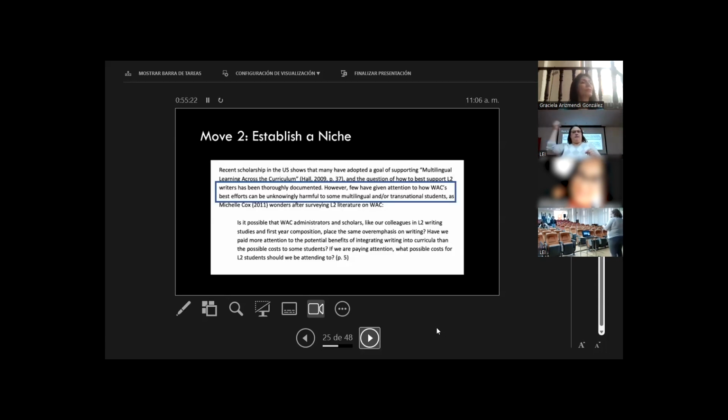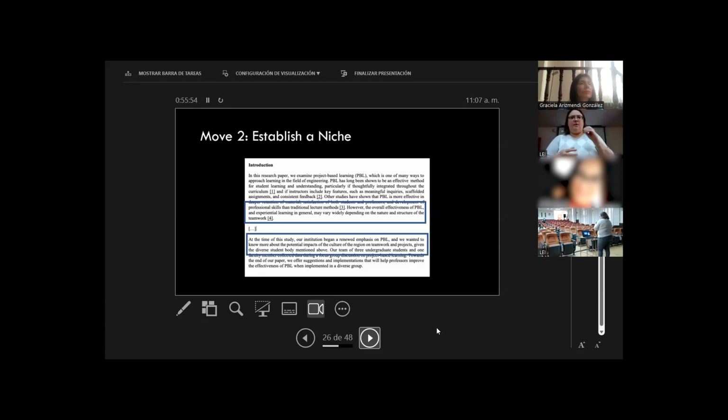So this is from another article I wrote, same article as one of the first ones I shared. But you can see here there's a sentence that reads this way. However, if you have given attention to how the best efforts can be unknowingly harmful to some multilingual and transnational students. Right, so we know something, but few have really paid attention to this concept. Right, that's my move two. Okay, show you another example.